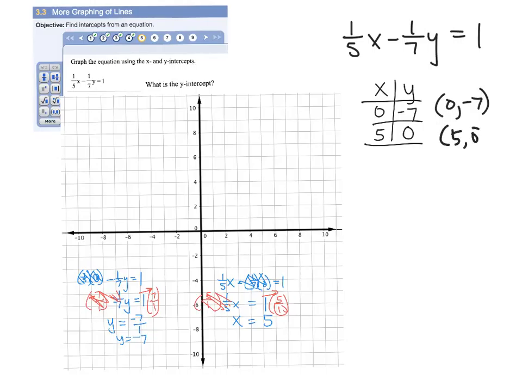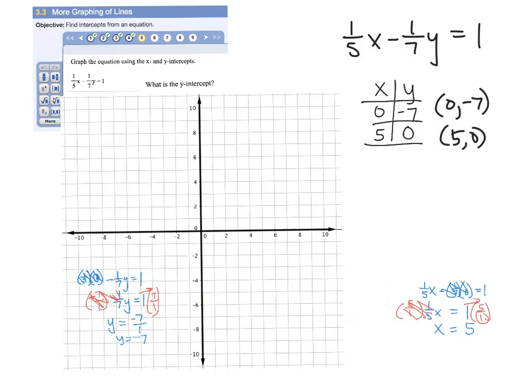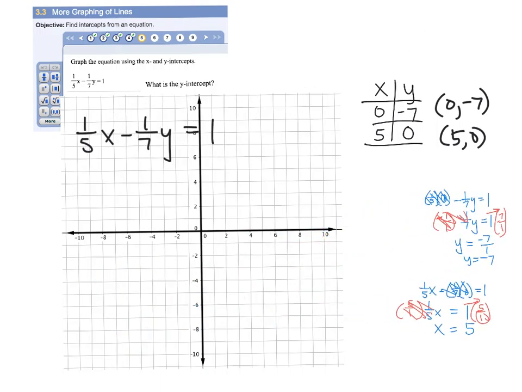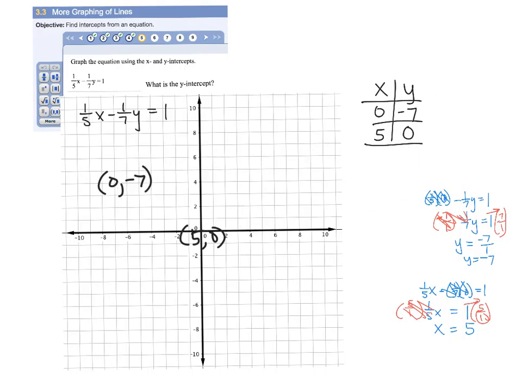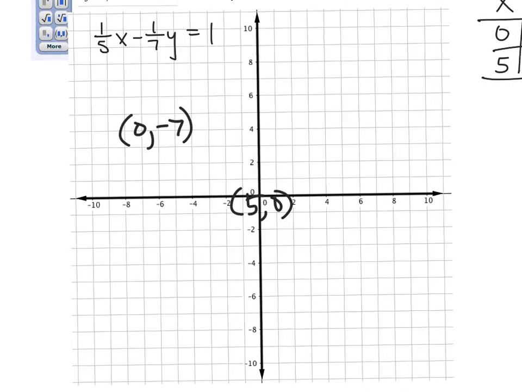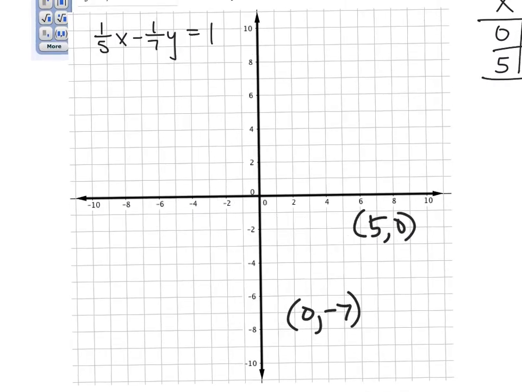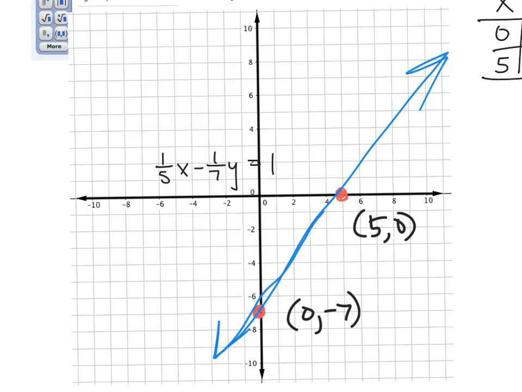5, 0. So we're going to move these things, get them out of the way. We're going to move our equation over here, and then we have our coordinate pairs that we need to figure out where they go. So 5, 0 is going to go here. 0, negative 7 is going to go down here. So 5, 0. 0, negative 7, and then here is our line, and I did not do a very straight one, and that is our line right here for this equation.